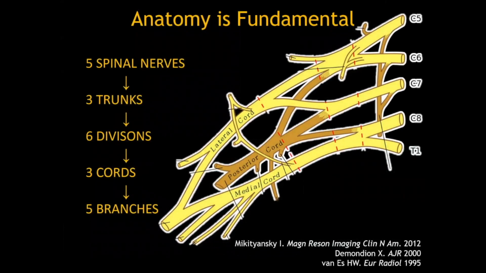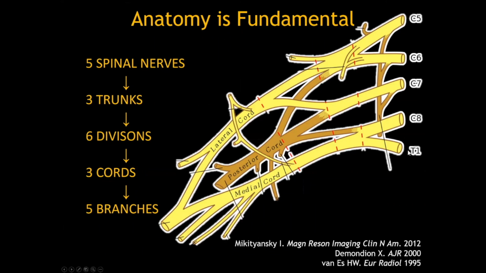It's important to understand the anatomy of the brachial plexus. If you remember back to your medical school gross anatomy days, the brachial plexus begins proximally at the level of the neck with 5 distinct cervical nerve roots labeled C5, 6, 7, 8, and T1.